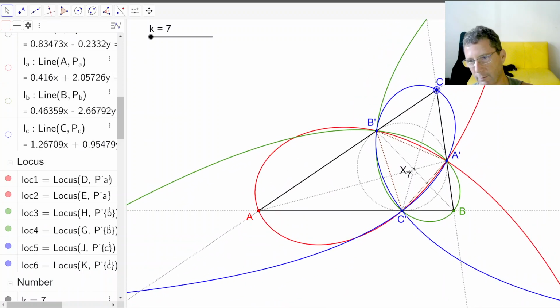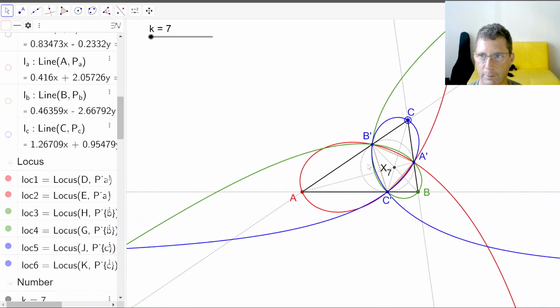Remember that the intouch triangle is also the pedal triangle of X1, the incenter. But here I'm just accessing it via the Cevian of the Gergonne point. So here's a harmony between a triangle, the intouch triangle, and the triad of strophoids.